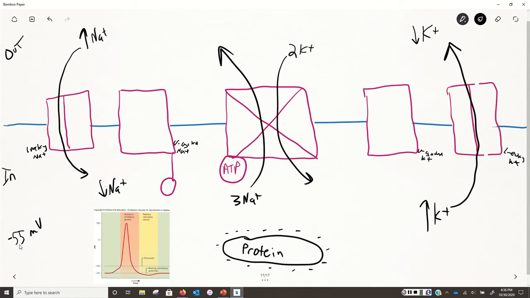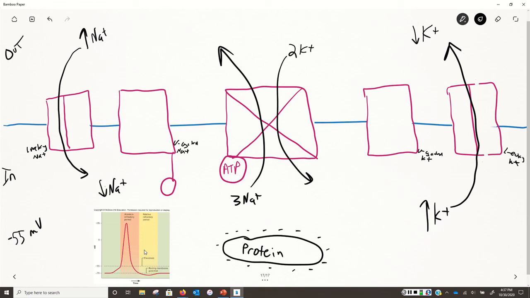If we get to negative 55 inside the cell compared to outside the cell, then nothing can stop what happens next. Action potentials, we say, are all or none. That means if we don't get to this magic threshold number, then we don't get an action potential. If we do get to this magic threshold number, then we get an action potential and there is no stopping it. It will continue to happen. That's all or none.